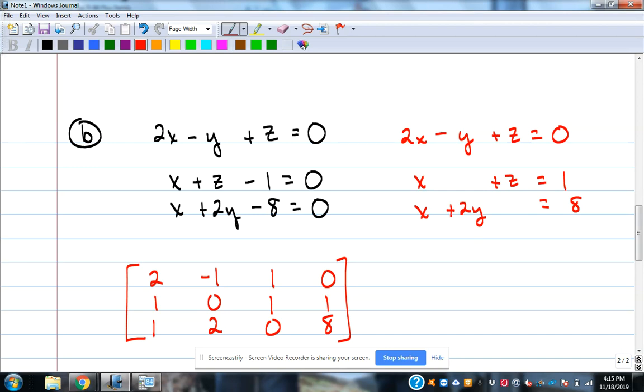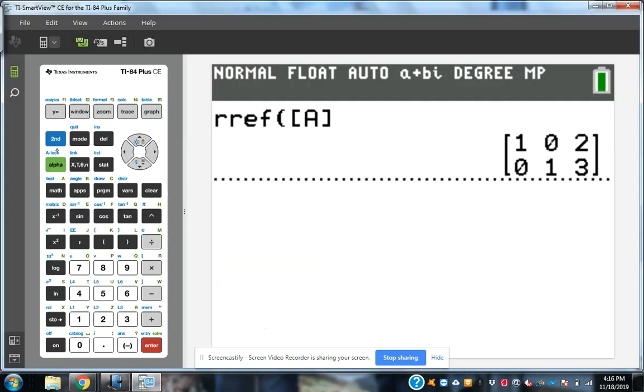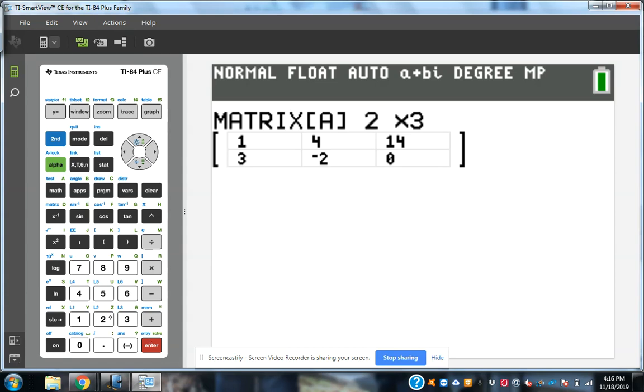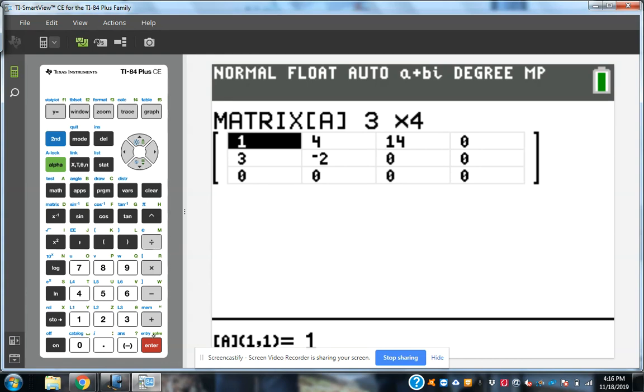Now, what size is that matrix? How many rows are there? 3 rows. How many columns? 4. Okay, so we're going to have a 3 by 4 matrix that we need to do RREF to. Second matrix, go over to edit, pick a matrix. I'm just going to use A again because it's there, and 3 by 4. And when I hit enter, it rearranges to a bigger matrix.